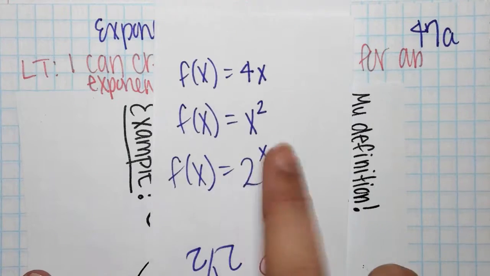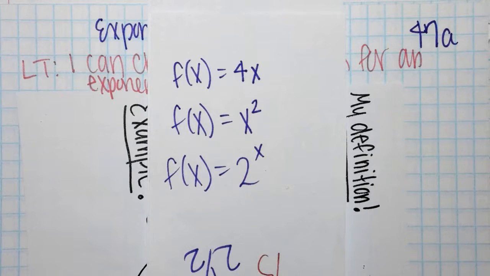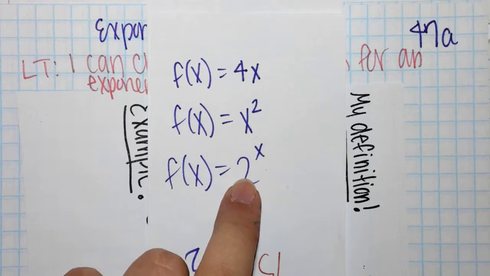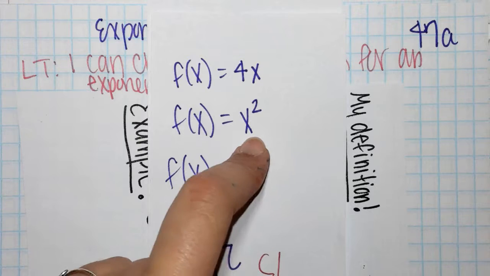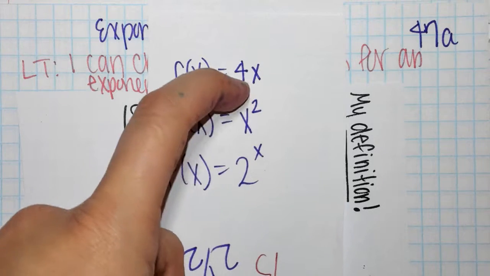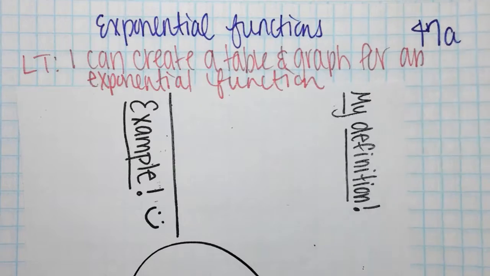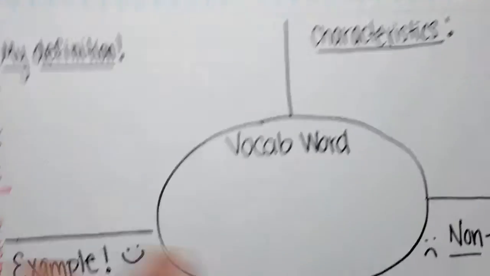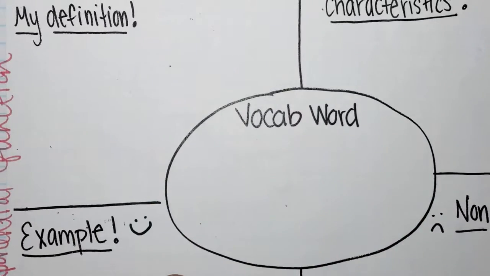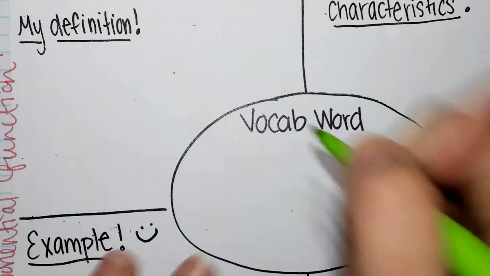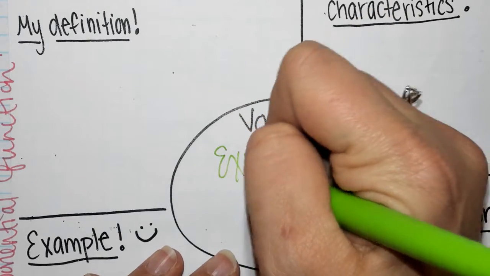So which of these is an exponential function? That's the last one. The last one is an exponential function. This is a parabola. This is a linear. So that's a quadratic. So it has to have a variable as the exponent. So, in the middle, what's our vocab word for today? Exponential function.